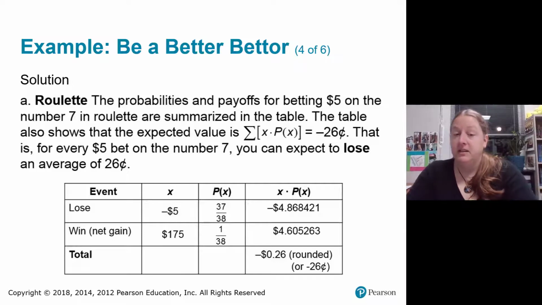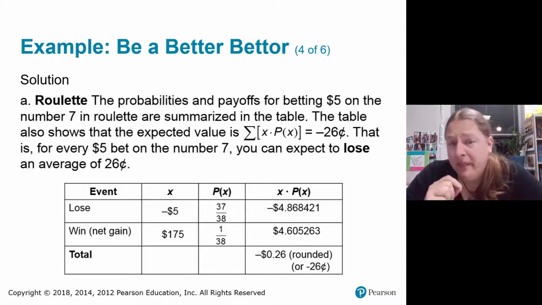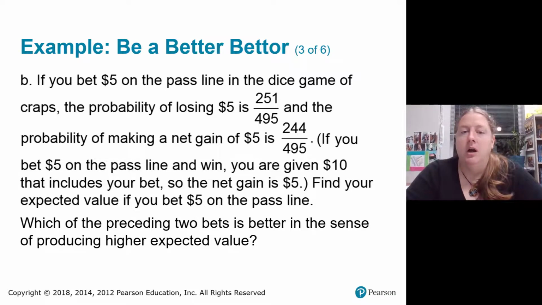So the probabilities associated with each of those values are the 37 out of 38 and the 1 out of 38. So to find the mean for this random variable, which corresponds to our expected value, we're going to take our random variable value, x, multiplied times our probability. So doing that for each of these, we get the numbers on the right-hand column of my table here. And then we have to add them up, and that's how we find our mean. So we get a mean of negative 26 cents, rounded to 26 cents. So interpreting this, it means that if we bet $5 on the number 7 at the roulette wheel, the expected value is that we lose 26 cents.